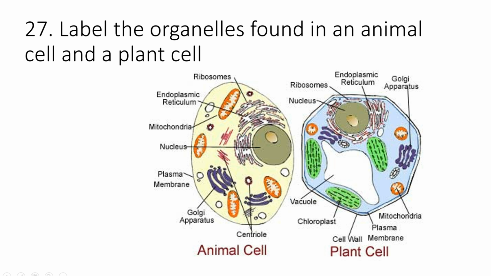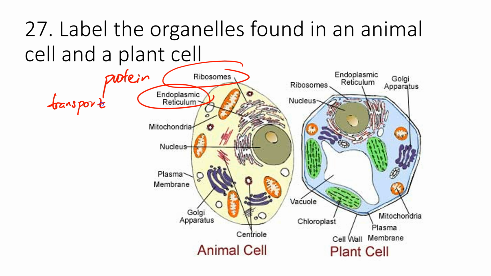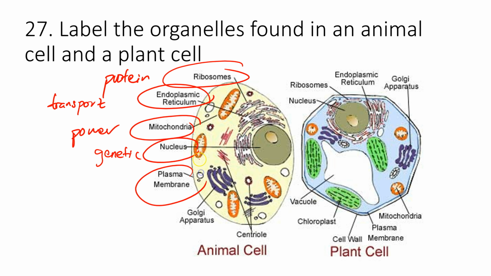So you need to know the functions of them, but the key idea is that ribosomes make protein, and the rough endoplasmic reticulum has ribosomes, so it will be able to transport the protein, and the smooth one will be used to detoxify the cell. Mitochondria is the powerhouse. Nucleus stores the genetic information. Plasma membrane protects the cell. Golgi apparatus packages the protein. And centrioles are used in cell division.